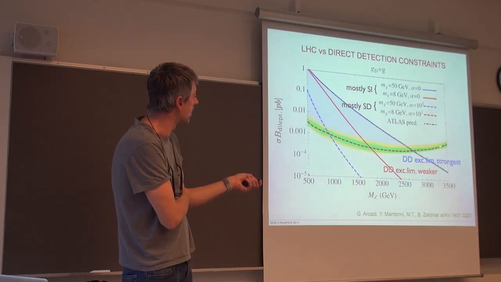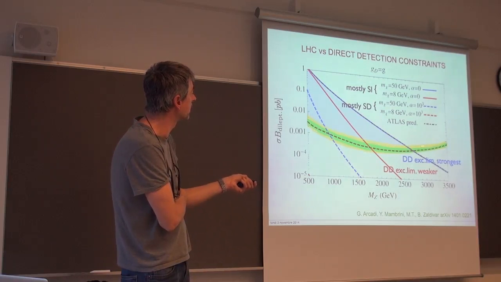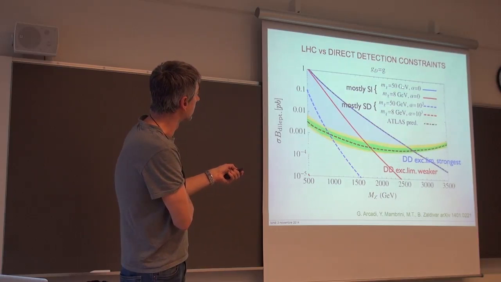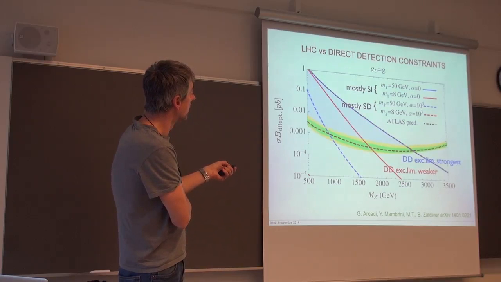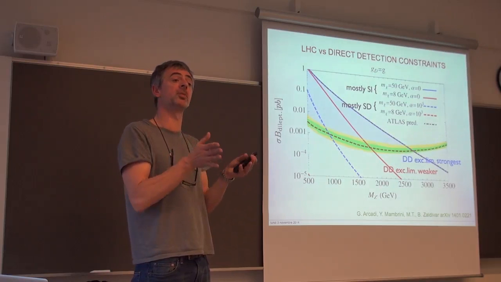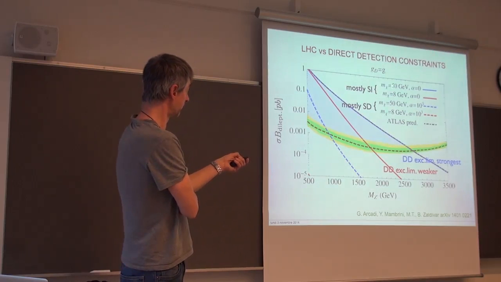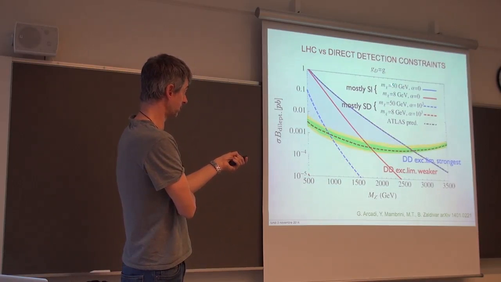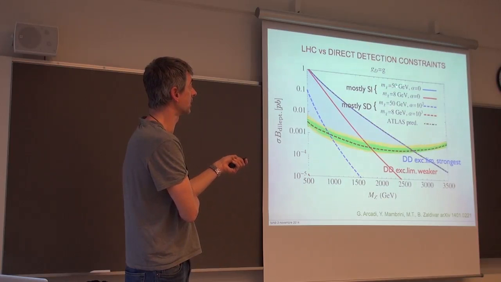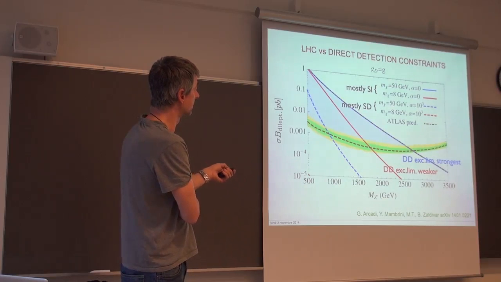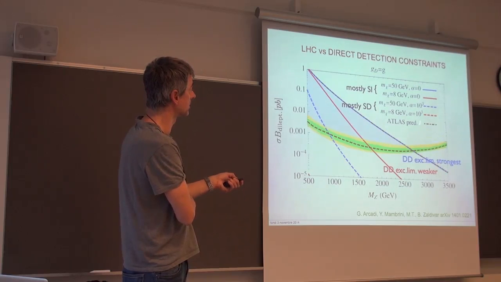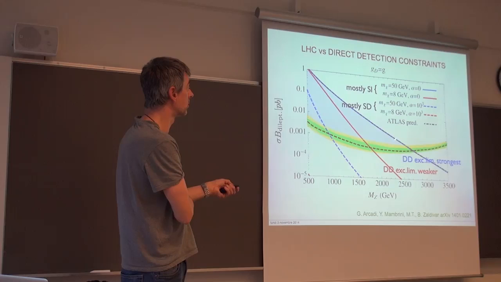So let me try to explain. Again, this is the exclusion from LHC. So anything which is above is excluded by LHC. And here I consider different candidates. First, a candidate which has mostly spin-independent interactions. For instance, if your coupling is essentially vector-like, and the dark matter has a mass of 50 GeV, you have a pretty strong constraint from direct detection. This is where the constraints from direct detection are the largest. Basically, whatever is below this line is excluded by direct detection searches. So this is excluded from above by LHC, and it's excluded from below by direct detection.